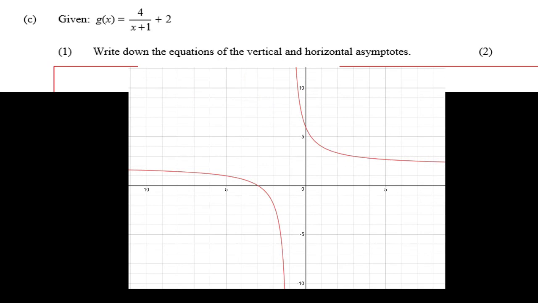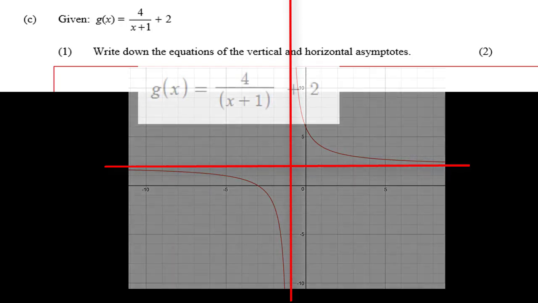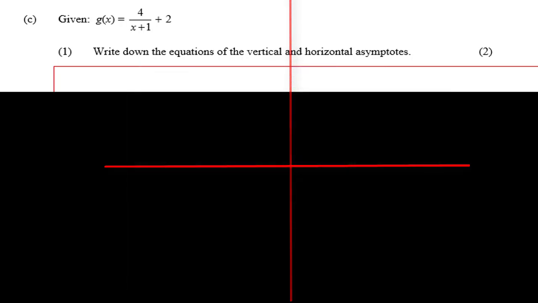The vertical asymptote is when x plus 1 approaches 0 and the division becomes infinity, or when x approaches minus 1. The horizontal asymptote is for a very large x or a very negative large x, and that is when 4 over x plus 1 approaches 0 and we're left with the function approaching 2, which is our case.